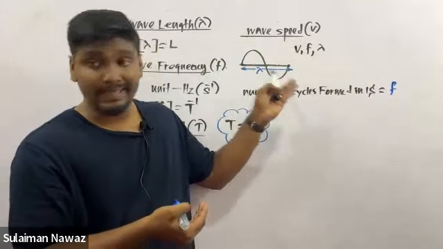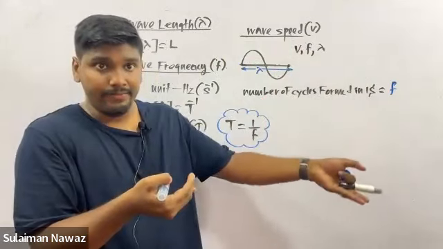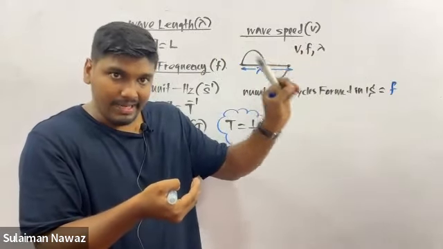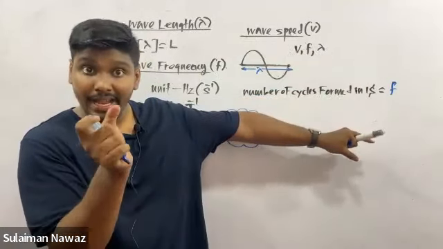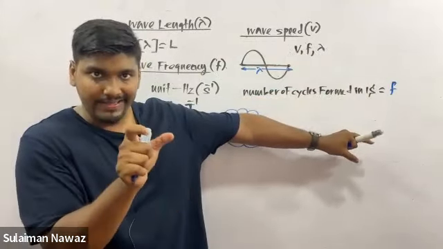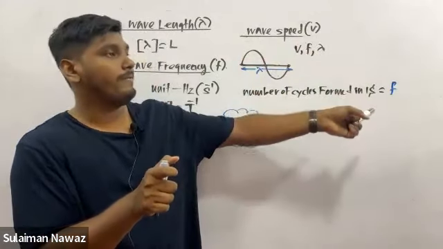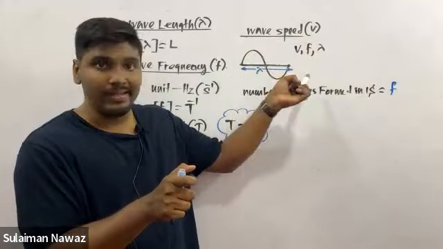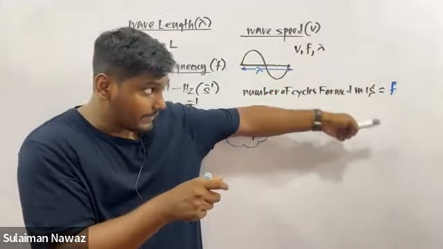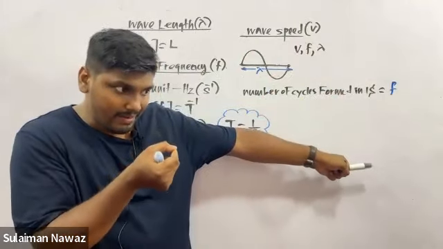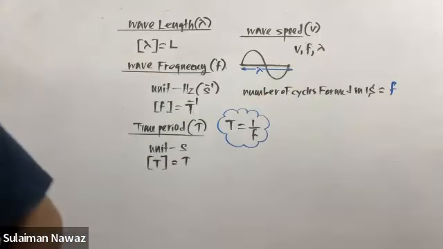The distance of one cycle is lambda. Then what is the distance traveled by the wave when there are f number of cycles every 1 second? Within 1 second, what is the distance traveled by the wave? Lambda into f. When one cycle travels, lambda distance has been traveled. When the wave travels f number of cycles, the distance traveled by the wave is f into lambda. Am I correct?